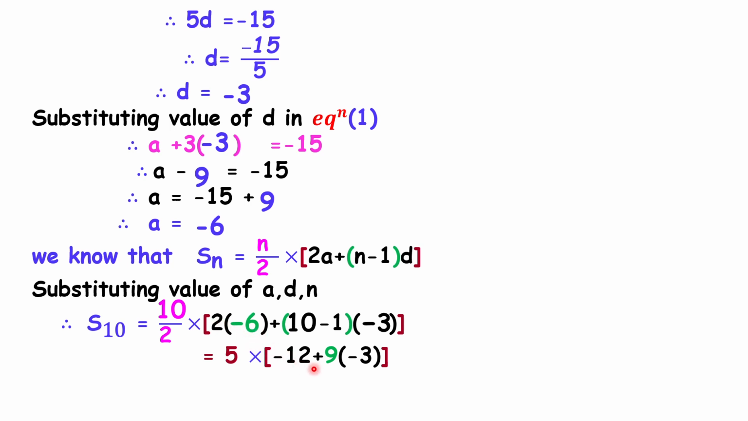6 2s are 12, negative 12 plus 10 minus 1 is nothing but 9 into negative 3.